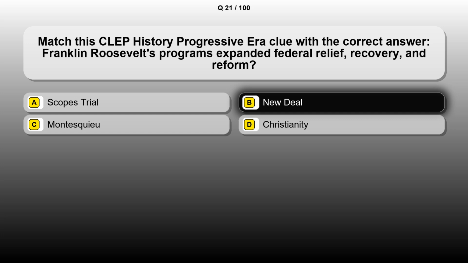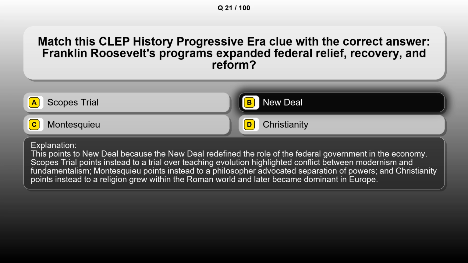The correct answer is option B, New Deal. This points to New Deal because the New Deal redefined the role of the federal government in the economy. Scopes Trial points instead to a trial over teaching evolution highlighted conflict between modernism and fundamentalism. Montesquieu points instead to a philosopher advocated separation of powers, and Christianity points instead to a religion grew within the Roman world and later became dominant in Europe.